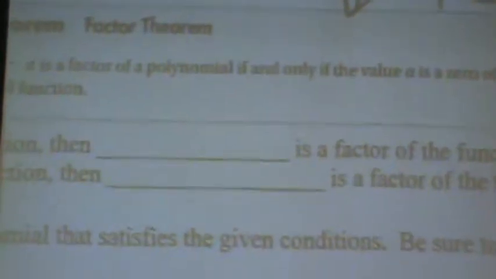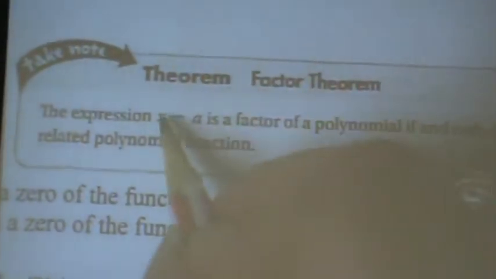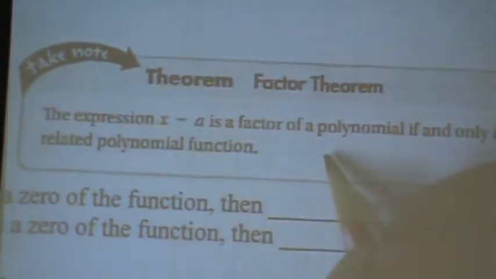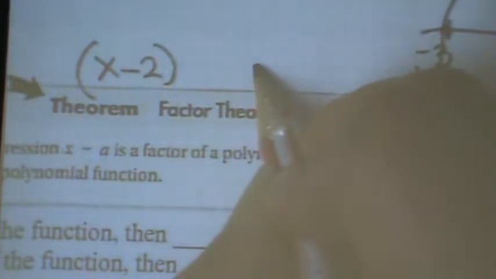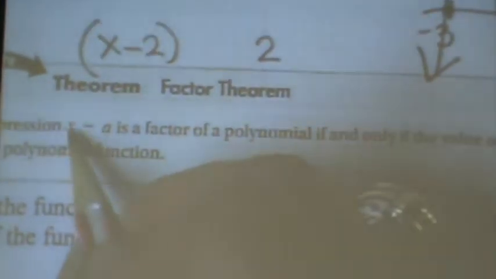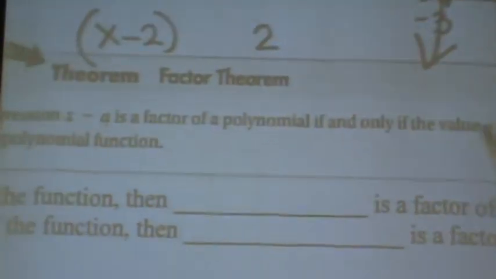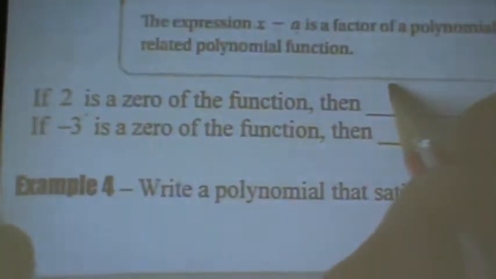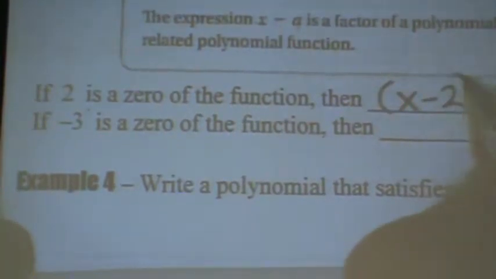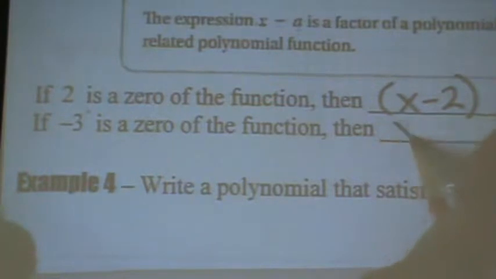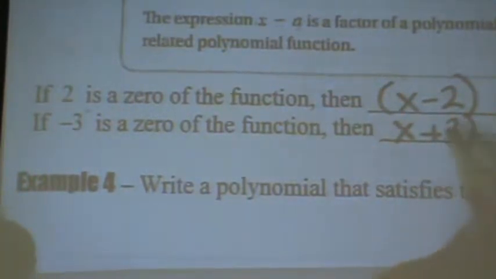So basically, what we just talked about, this factor theorem, if x minus a is a factor, then if x minus 2 is a factor, what would be the 0? It'd be 2, right? So if x minus a is a factor, a would be your 0. That's what this says. So check this out. If 2 is a 0, how would you write that in factored form? X minus 2. If negative 3 is a factor, how would you write that? X plus 3.